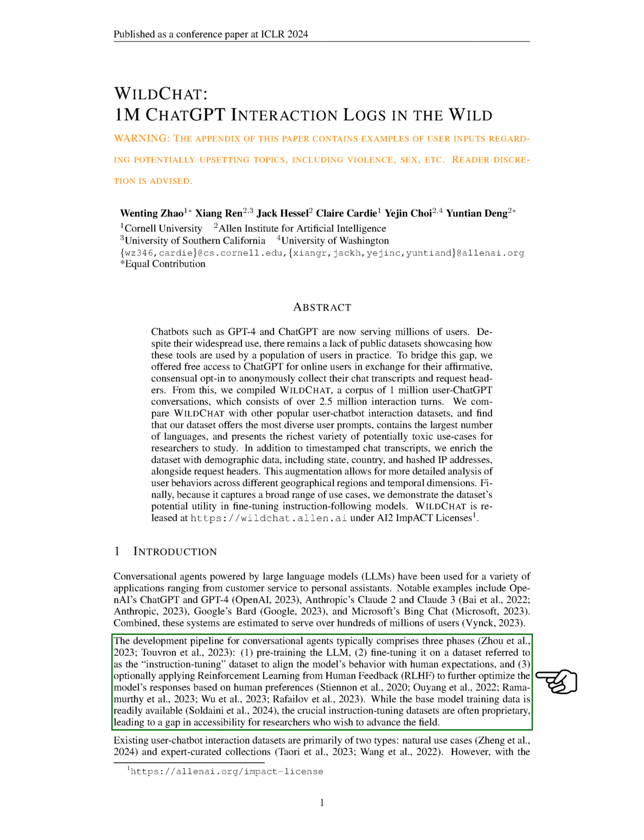The development process for conversational agents typically involves three phases: pre-training the LLM, fine-tuning it on an instruction tuning dataset to align with human expectations, and optionally using reinforcement learning from human feedback, RLHF, to enhance the model's responses based on human preferences. While the training data for the base model is easily accessible, the crucial instruction tuning datasets are often private, creating a barrier for researchers aiming to progress in the field.